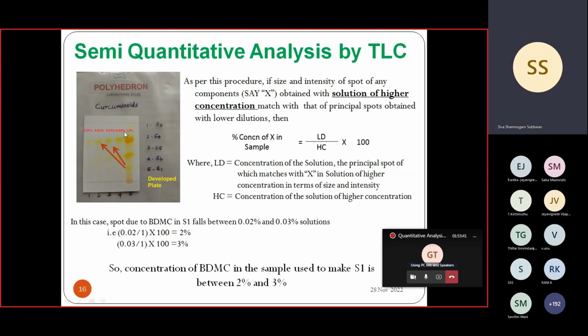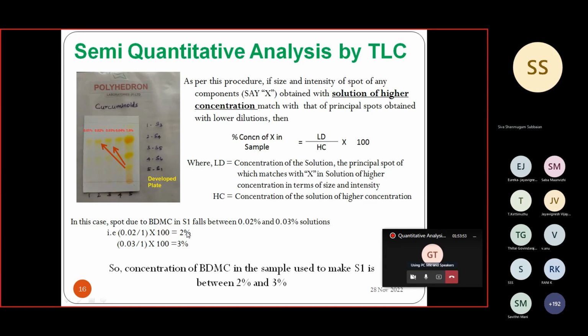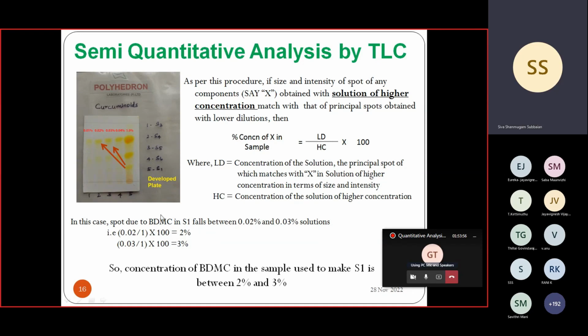That is, in this case, it's 1%. Applying this formula, if you assume that the BDMC is matching with 0.02, then 0.02 divided by 1 multiplied by 100 is 2%, or it can be 3%. Since the size and intensity of the BDMC in the 1% solution matches with 0.02 and 0.03, I can say that the concentration of BDMC in the 1% solution is somewhere between 2% and 3%. Since we are not exactly saying what the percentage is, we call it a semi-quantitative analysis.